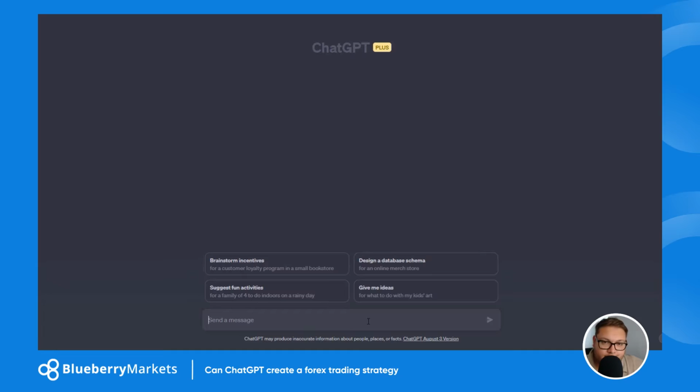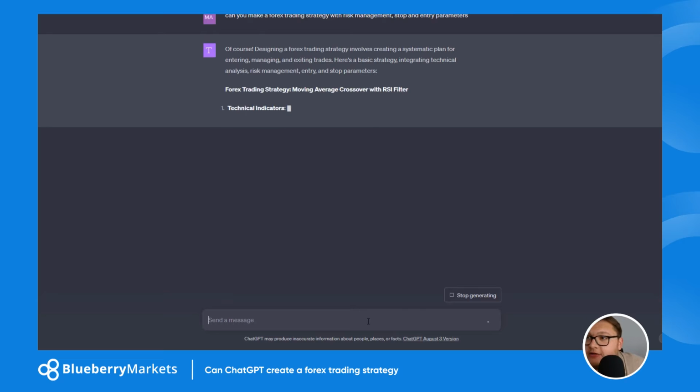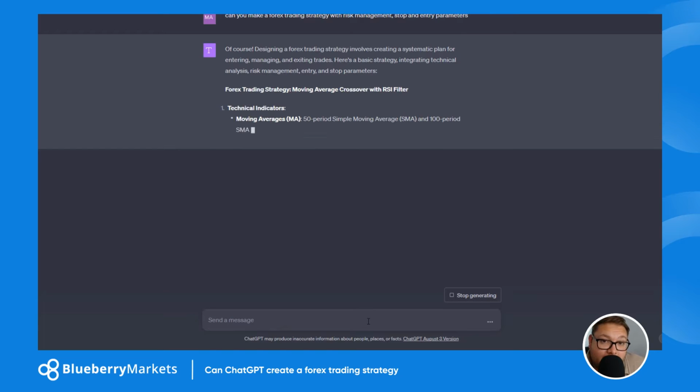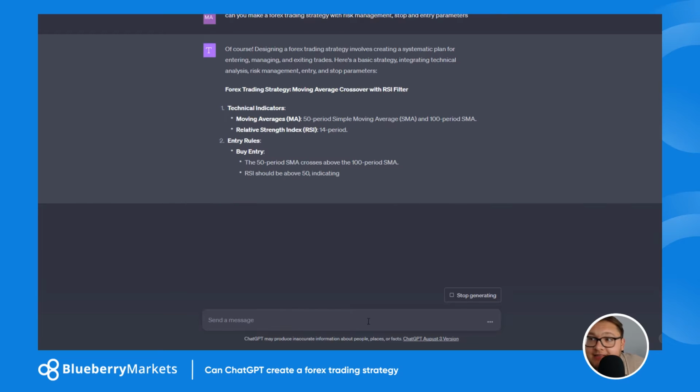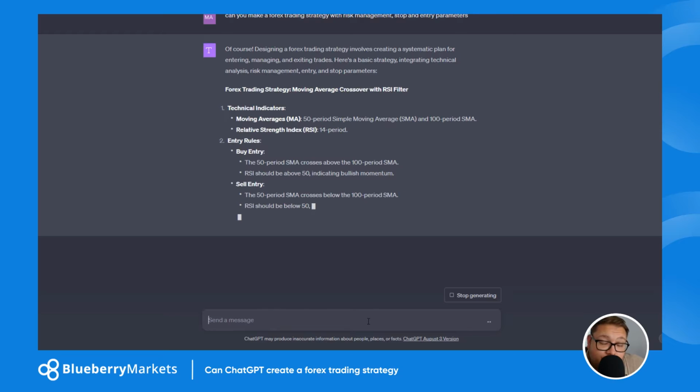Now, I'm just going to type into ChatGPT: Can you make a Forex trading strategy with risk management, stop and entry parameters, and let's see what it spits out. So here we go. It says designing a Forex strategy involves creating a systematic plan for entering, managing and exiting trades. Here's a basic strategy integrating technical analysis, risk management and entry stop parameters.